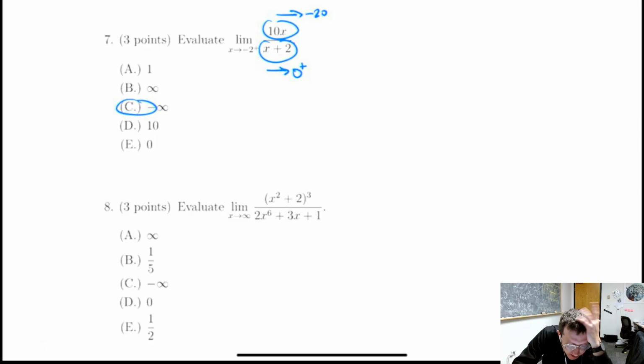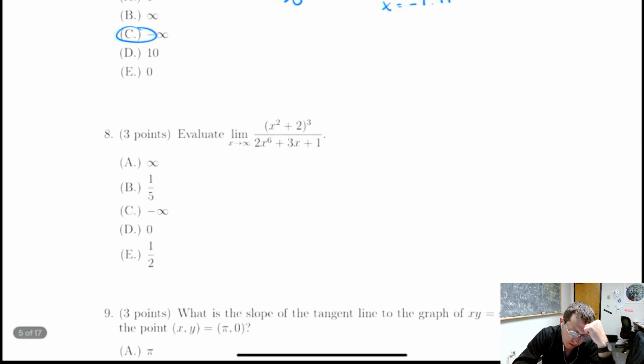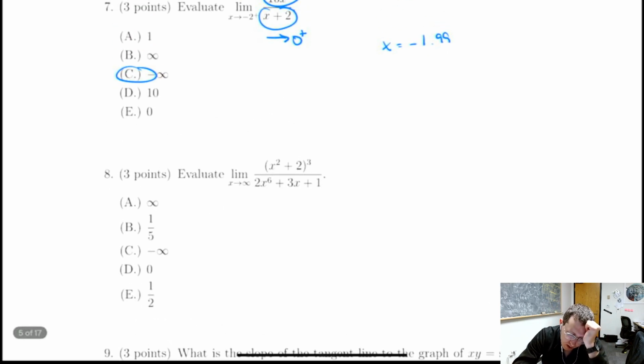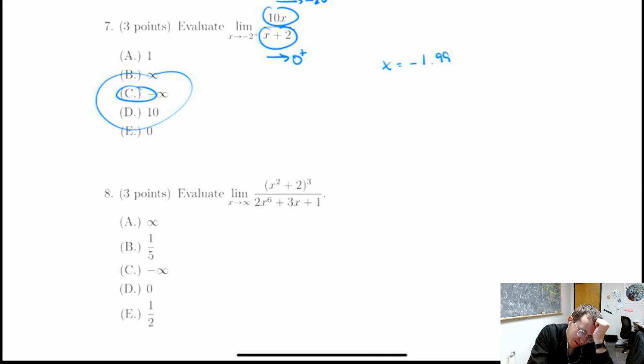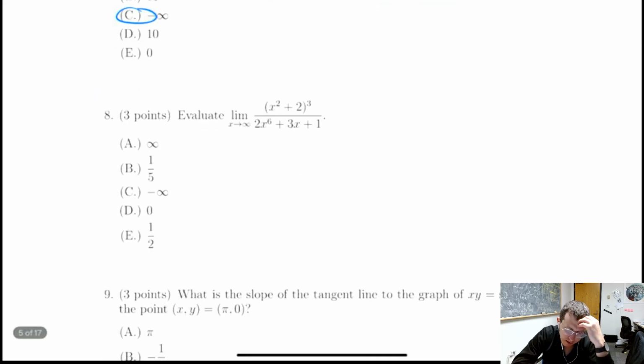A more concrete way to think about this would just be to imagine plugging in a number that's very close to negative 2, but greater than negative 2. So plug in negative 1.99 and see what you get. You should get a fairly big negative number, which is not proof that the answer is negative infinity, but it's suggestive.